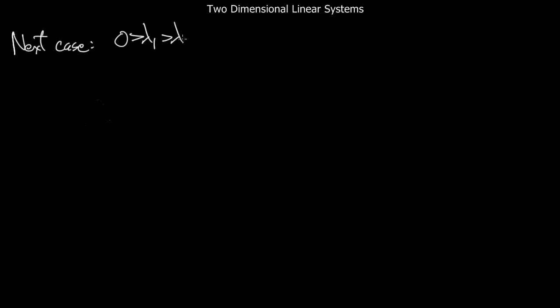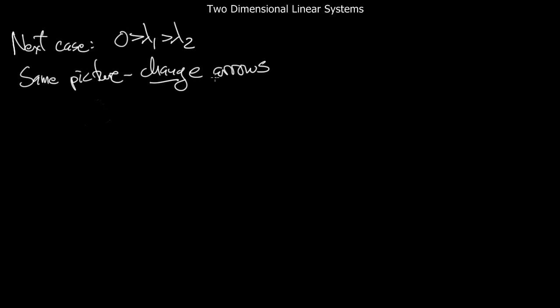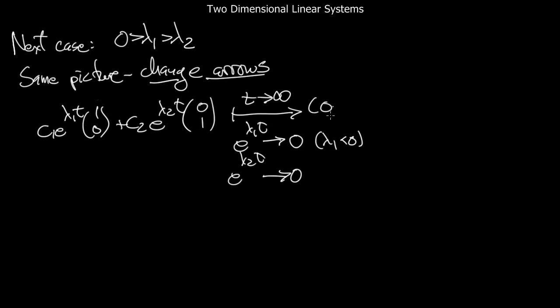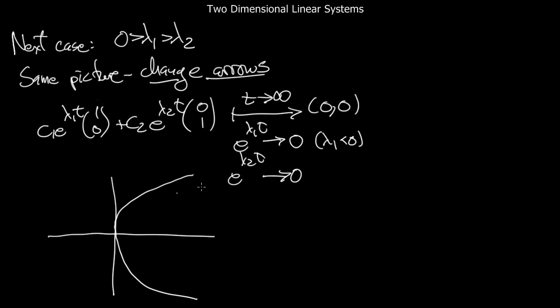Okay, for the next case, let's look at the case where both lambda 1 and lambda 2 are negative, and again still unequal. What happens is it's exactly the same picture, except that you change the direction of the arrows. The solution looks like this. I draw exactly the same family of curves as last time, except now as t goes to infinity, since lambda 1 is negative, e to the lambda 1 t and e to the lambda 2 t are going to 0. So the arrows are pointing in towards the origin.